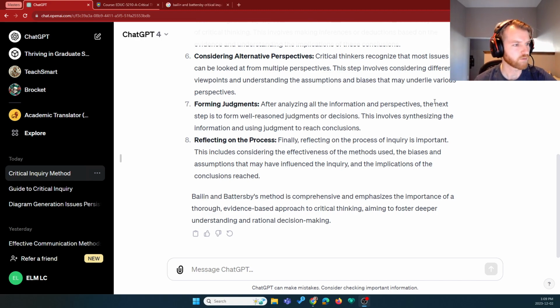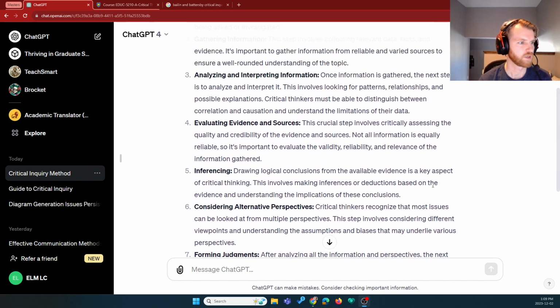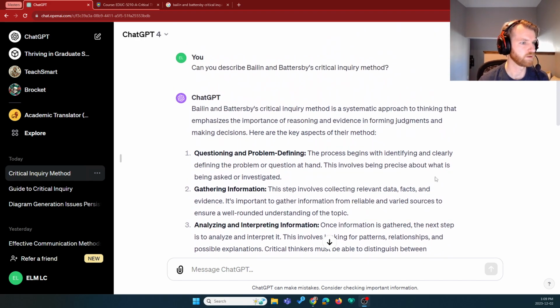So I don't really know how to feel about this. I'm curious what the authors would think of this definition or this explanation. It's saying that these are some key aspects of their method, so I guess it's not saying that this is the specific process. And I'm curious where it's sourcing this information from. I don't know if it's trying to source it from the Reason and the Balance textbook, or maybe there are other writings that it's basing this off of. So I'm going to ask it that.